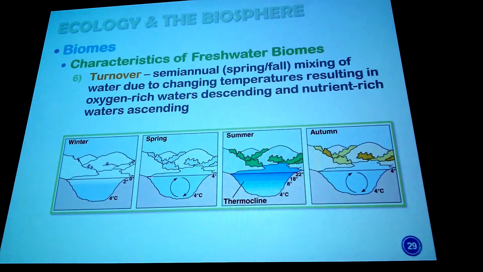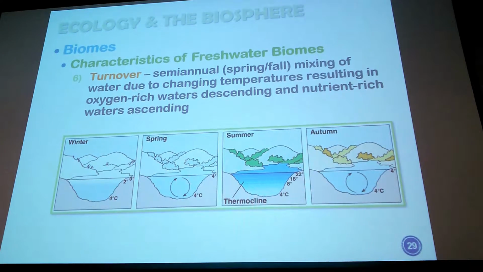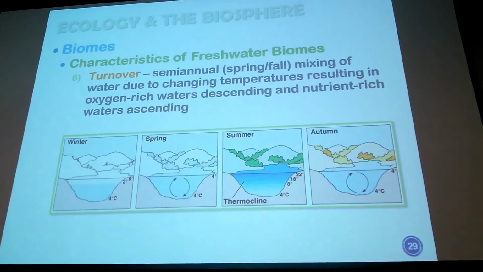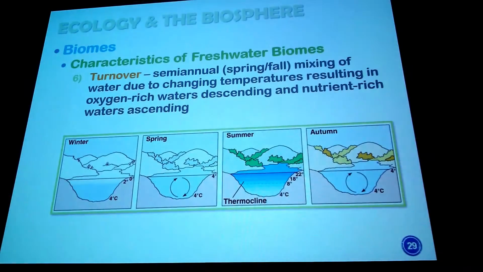Now, what's been happening throughout the year, organisms, plant and animal material, dies, it floats to the bottom, and you have bacteria there breaking all this down, creating all these nutrients. And as the water temperature starts to change, it causes this shift, bringing up the nutrients from the bottom, sending the oxygen down to the bottom.